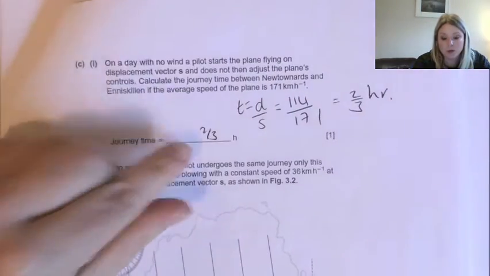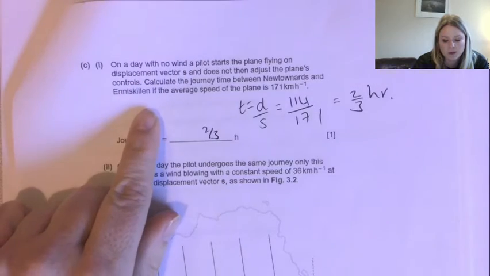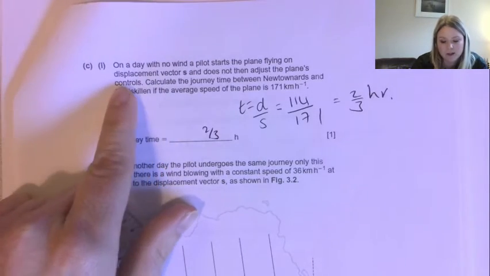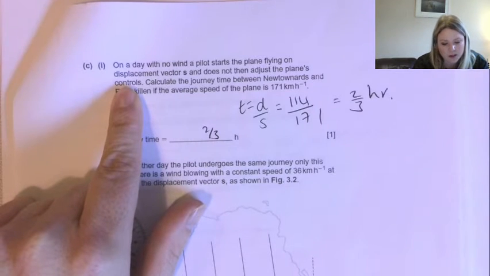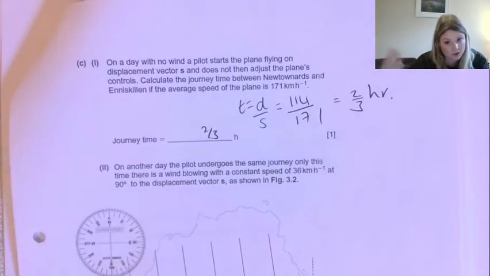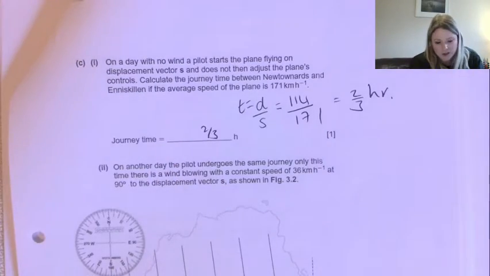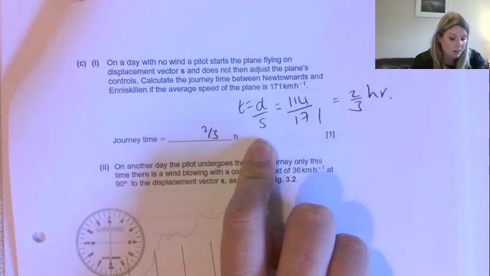Right, part C. Oh, I do want to say something with this bit. On a day with no wind, a pilot starts the plane flying on displacement vector S, so that one that was marked on the last diagram, and does not then adjust the plane's controls. Calculate the journey time between Newtownards and Enniskillen, and then it gives you the average speed. So because that's the average speed, you can just use speed equals distance over time.